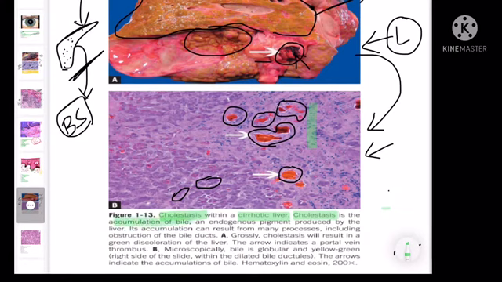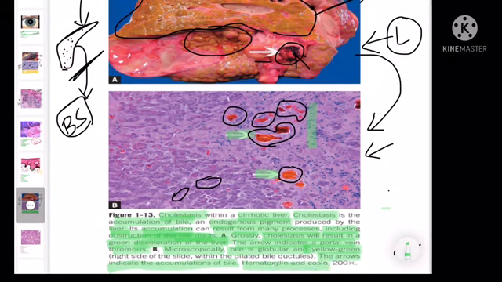Cholestasis is the accumulation of bile, an endogenous pigment produced by the liver. Its accumulation can result from many processes, including obstruction of the bile duct. Grossly, cholestasis will result in greenish discoloration of the liver. The arrow indicates a portal vein thrombosis. Microscopically, bile is globular and yellow-green in color. The arrows indicate the accumulation of bile. The staining is hematoxylin and eosin. They appear slightly reddish in color on histology, and grossly they are yellowish-green in color.